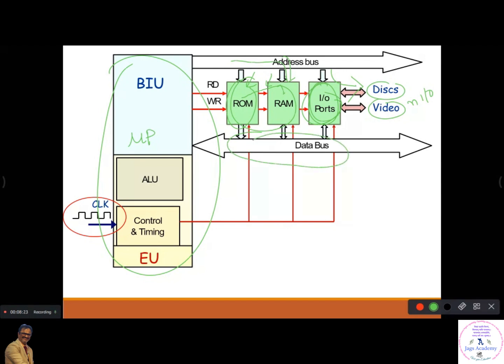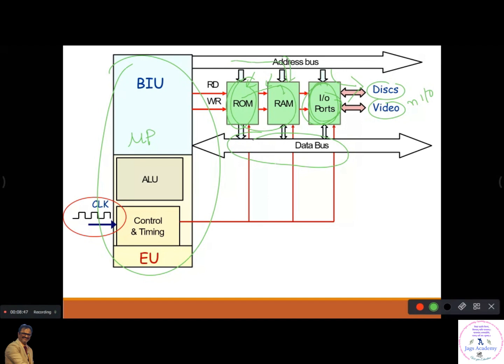All data are going into this. This is the simple architecture of a microprocessor based system. Okay, this is the architecture. If at all you're going to design a microprocessor based system, this is what it looks like. You need to design a proper memory interface and proper IO interface.